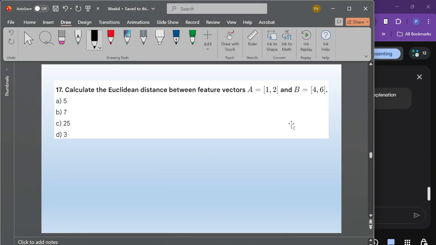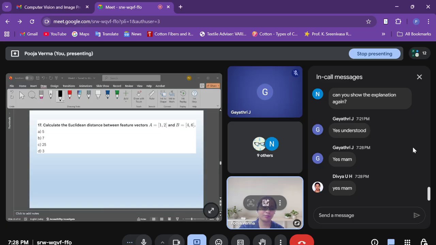So now the next question is: calculate the Euclidean distance between feature vectors A is equal to (1, 2) and B is equal to (4, 6). So here two feature vectors are given. Now we need to calculate the Euclidean distance between these two points, A and B. So how can we calculate? Can you tell me at least the formula for Euclidean distance?